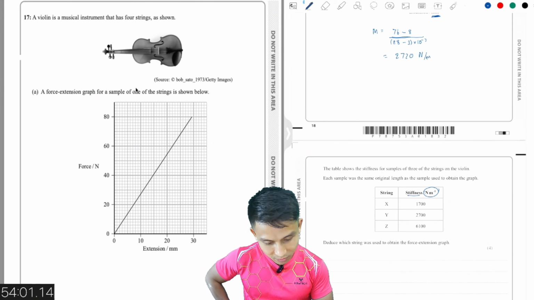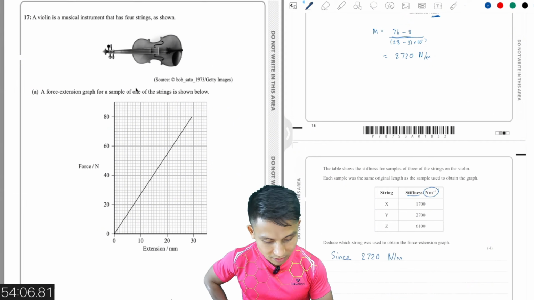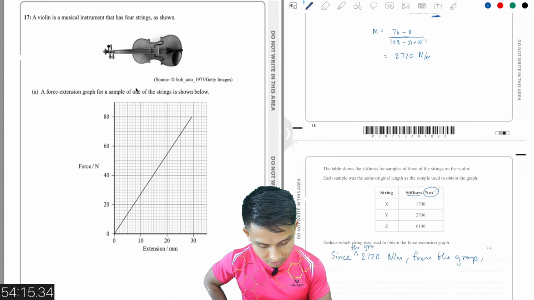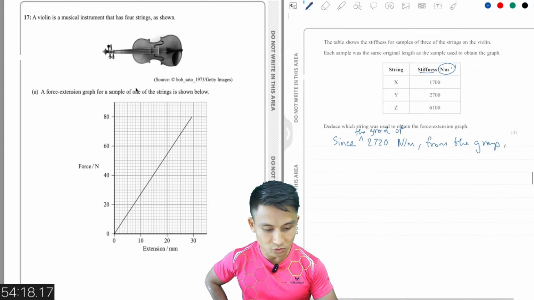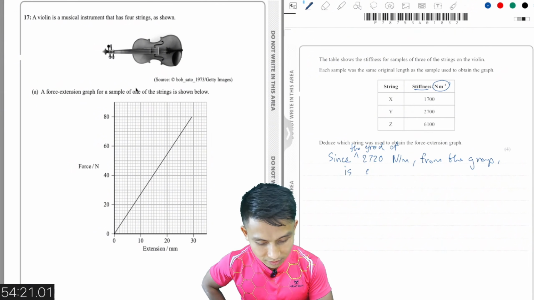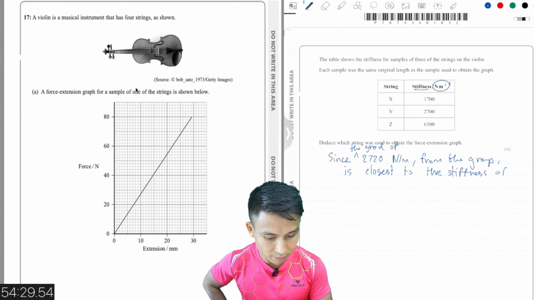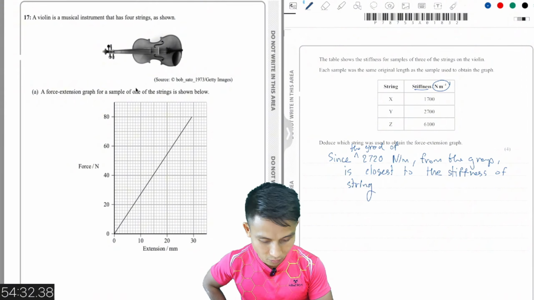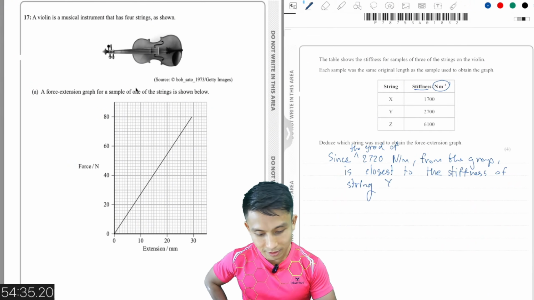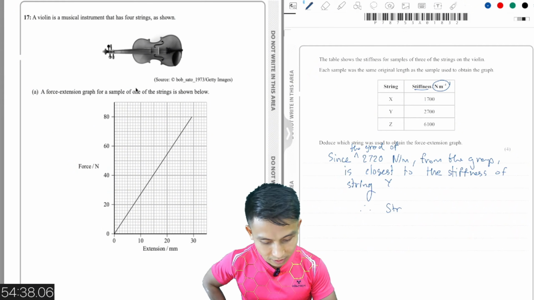And well, since 2720 Newton per meter from the graph, this is the gradient of 2720 from the graph, it is closest to the stiffness of string Y. Yeah, therefore string Y was used.